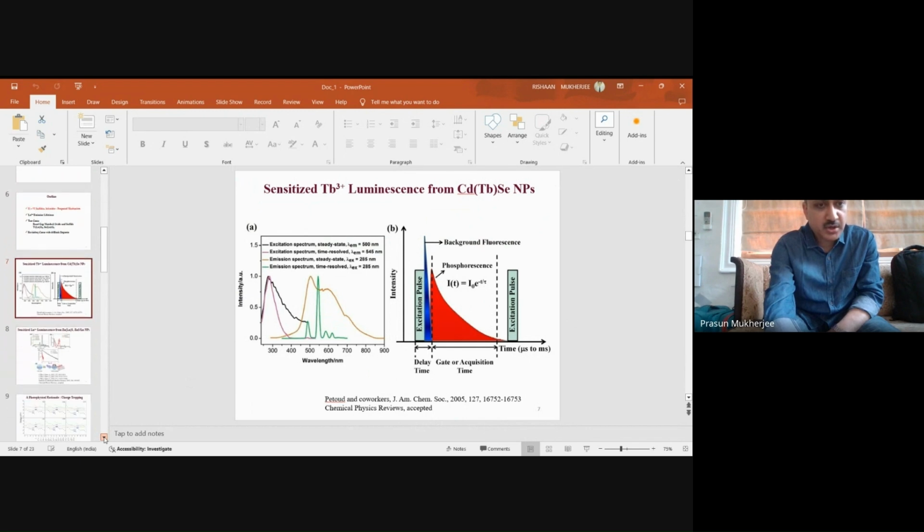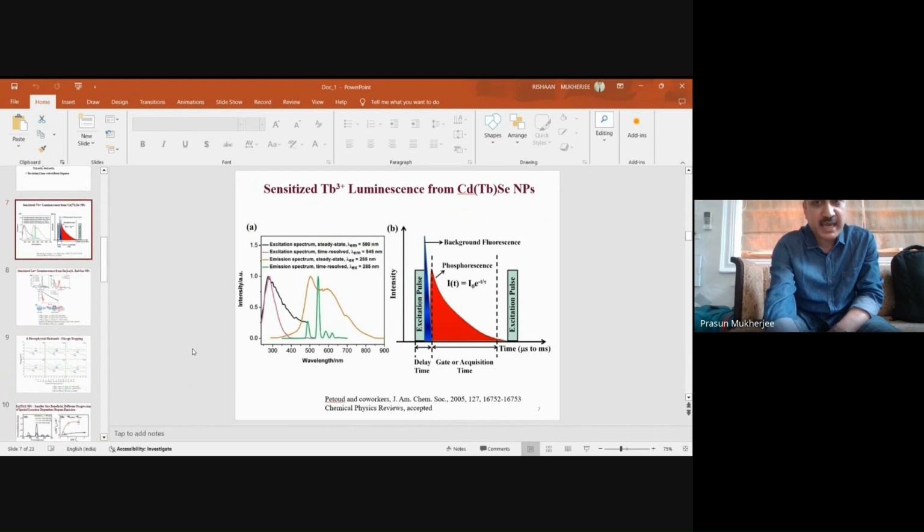Later on, this system, terbium incorporated in cadmium selenide, has a lower efficiency, so that needs to be improved. The other important issue is that cadmium is on the toxic side of the periodic table.